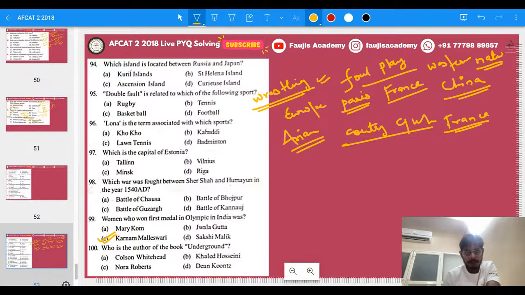Karnam Malleshwari, is she the weightlifter? Yes, that's correct, my bad, sorry about that. She is indeed a weightlifter. So the answer to this question is Karnam Malleshwari.